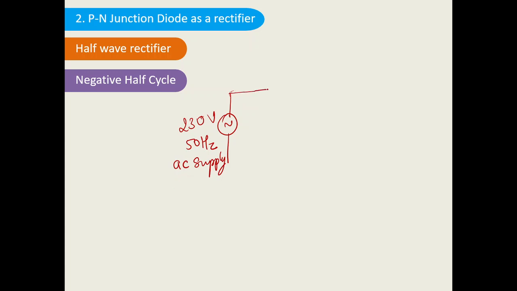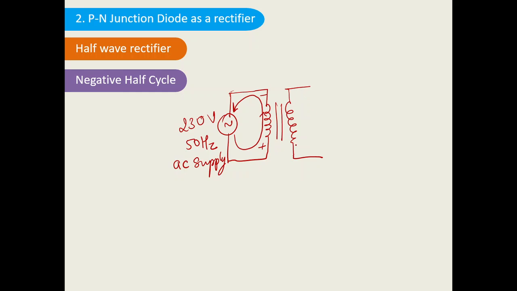Then there's a transformer, with primary and secondary windings like this. Now I am considering the negative half cycle. Negative half cycle means the current is flowing in this direction. The current always flows from positive to negative, so I can consider this side positive and this side negative, so that the current is flowing in this direction from positive to negative.